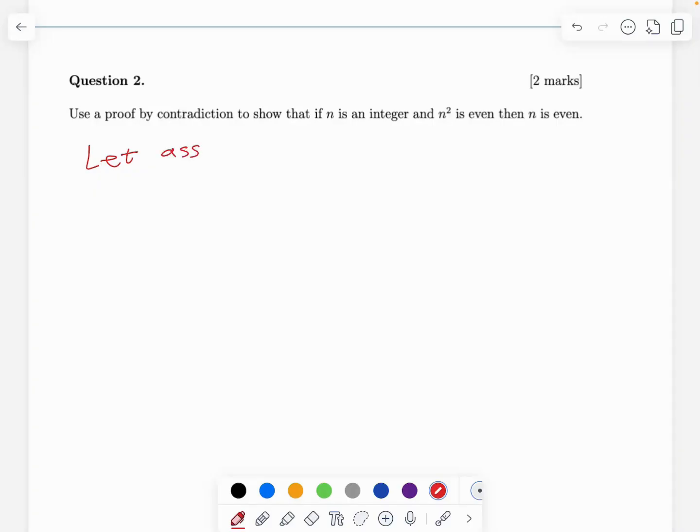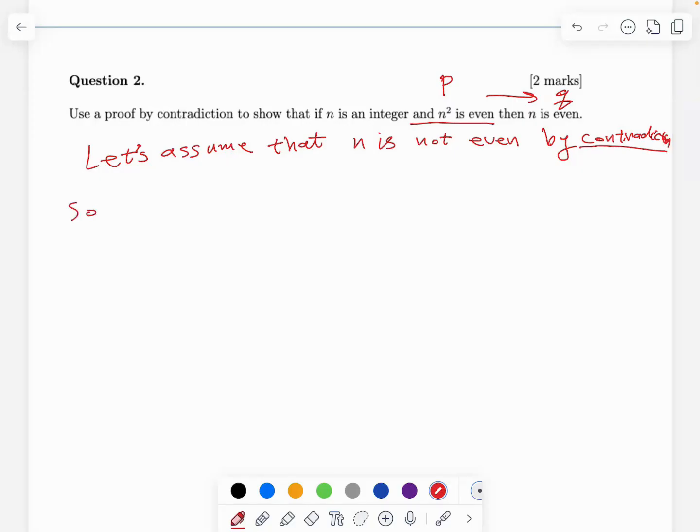Let's assume that n squared is even, then n is even. By contradiction, n is not even. So n is odd. This means n is equal to 2k plus 1 for some k belongs to integers.